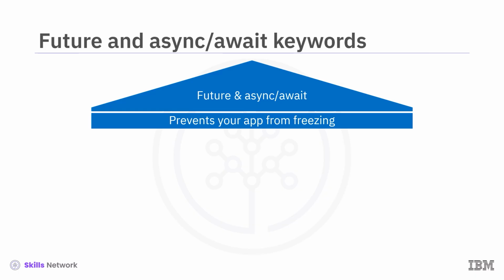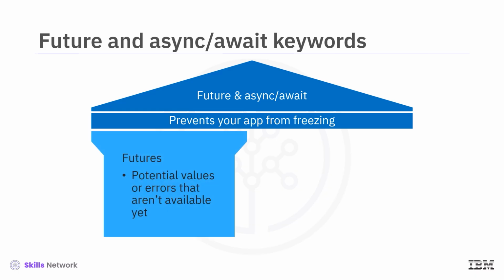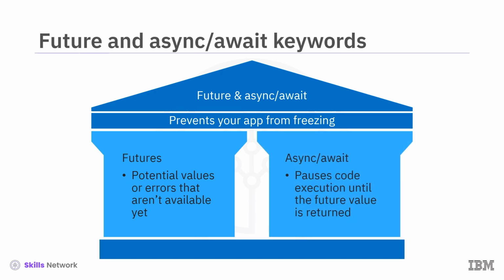Let's have a brief look at these keywords. A future is a potential value or error that will be computed soon but isn't available yet. It serves as a placeholder for values in asynchronous operations. The async and await keywords pause code execution until the future value returns.